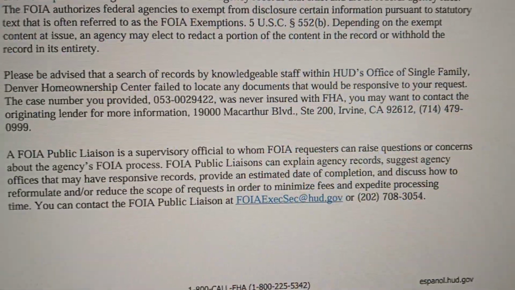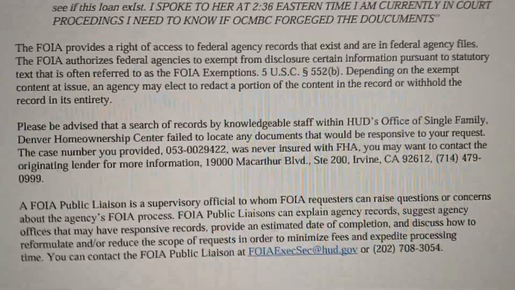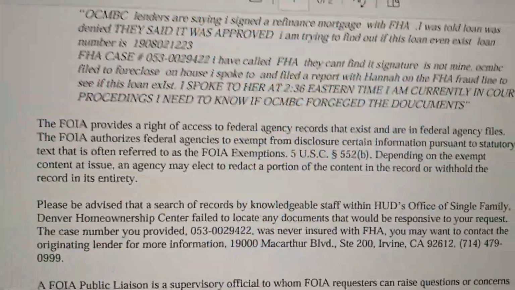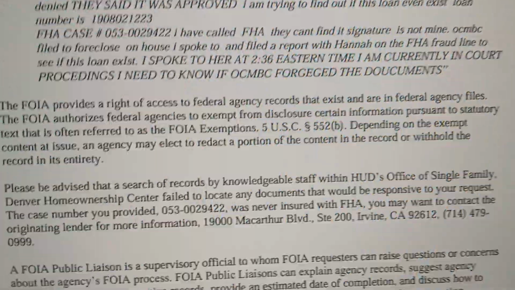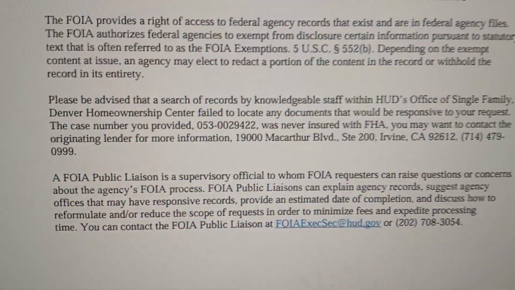Okay, guys. If you have an FHA loan that you might think is fraudulent, I suggest that you send a FOIA request to HUD yourself. I know you can go to the website hud.gov, and I'm sure there's a way you can contact someone, speak to someone over the phone, and tell them your situation, and that you're checking to see if it's even legitimate.